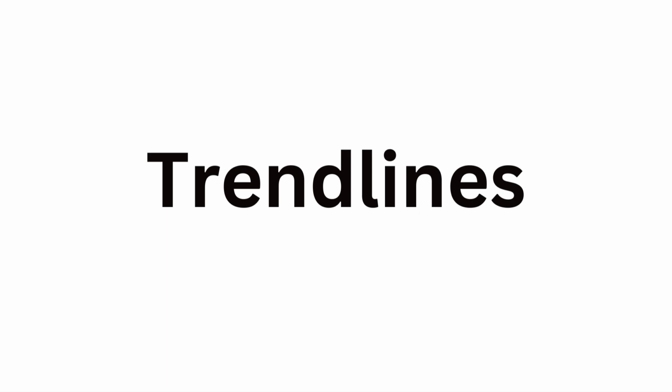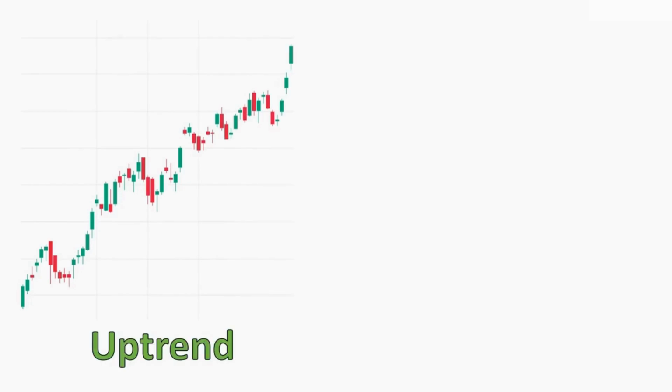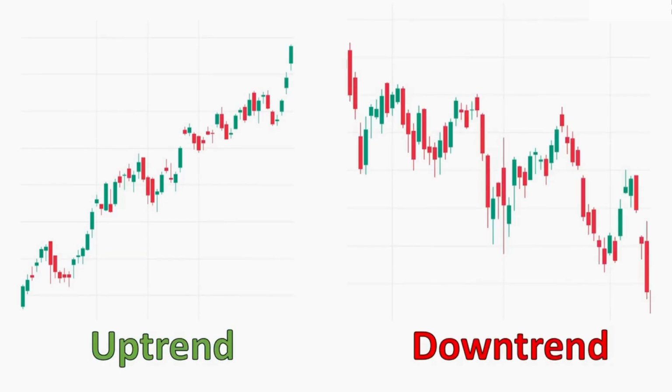Let us first understand the trend line. A trend line is a tool which is used in a trended market. That is, when the market is in an uptrend or when the market is going in a downtrend, we make use of the trend line. Remember that we don't use trend lines in a sideways market.